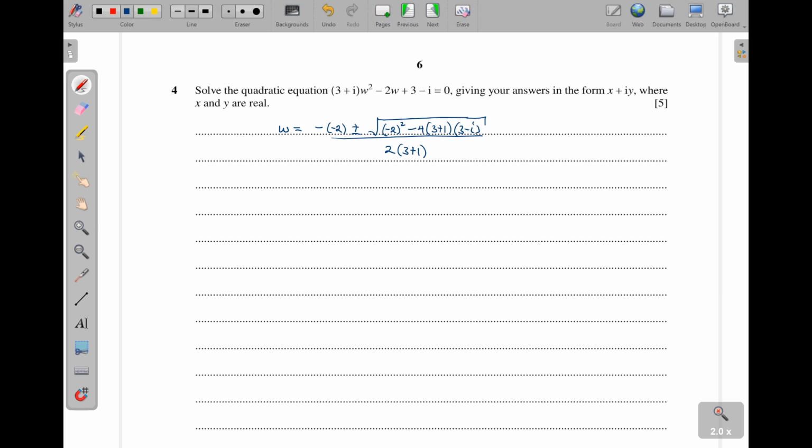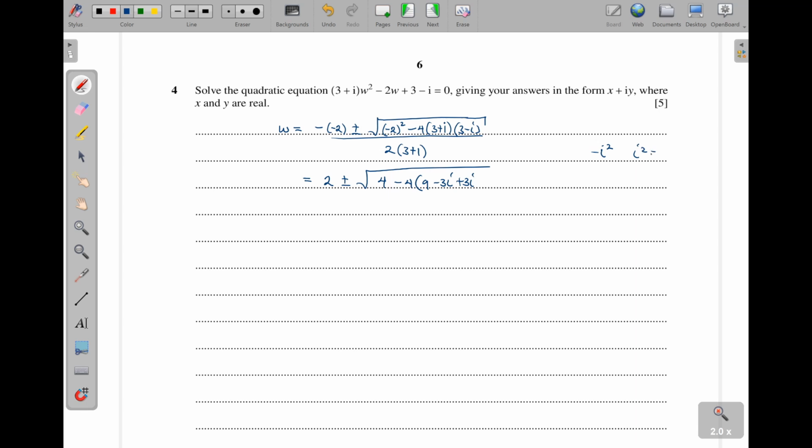Now we simplify this one. So W is going to be equal to 2, plus or minus the root of 4, okay? Then I can first multiply what is inside here, so I will have minus 4. 3 times 3, that is 9. 3 times minus i, that is minus 3i. And then I times 3, that will be 3i. And then i times negative i, we shall get negative i squared.